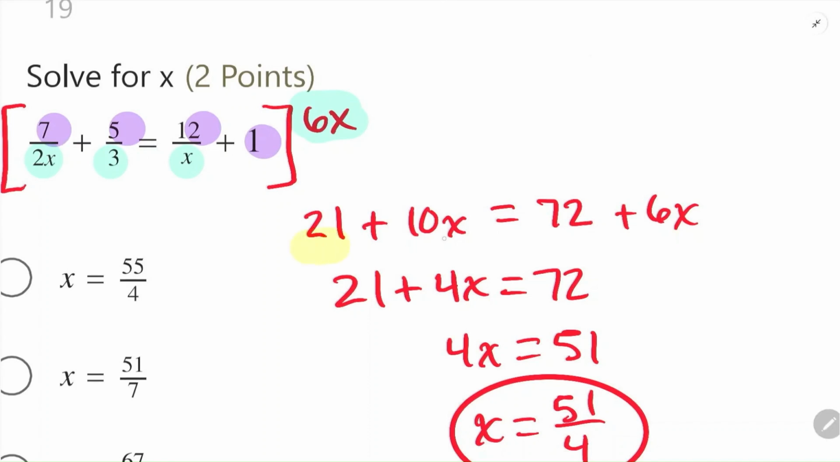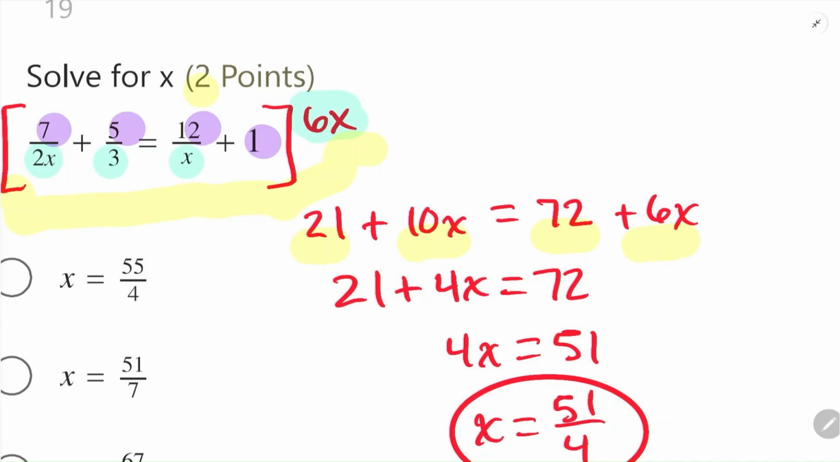The next thing I've got is 6x times 5 is 30x, and 30x divided by 3 gives me 10x. So I'm looking up here when I'm saying these things. The next one is 6 times 12, so that's 72x, but there is an x divided by an x, so that's gone, and I'm left with just 72. And then the last one I have is just 1 times 6x, which gives me 6x.